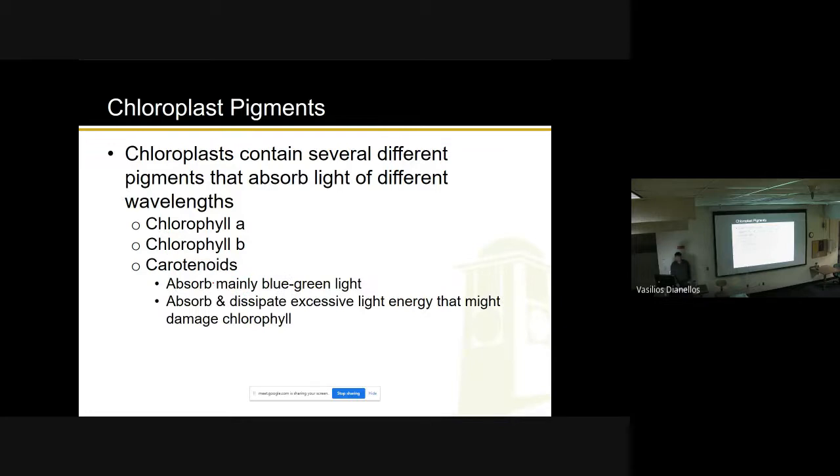And that brings us to carotenoids. Carotenoids absorb mainly blue-green light. And again, I'm not going to ask you that. You can basically think of carotenoids as sunblock for leaves. They absorb and dissipate excessive light energy that might damage the chlorophyll. So again, chlorophyll A, directly involved in the reactions. Chlorophyll B, pretty much there to support chlorophyll A. And then the carotenoids are basically there as protection. Sunblock for the leaves. Any questions about this slide?